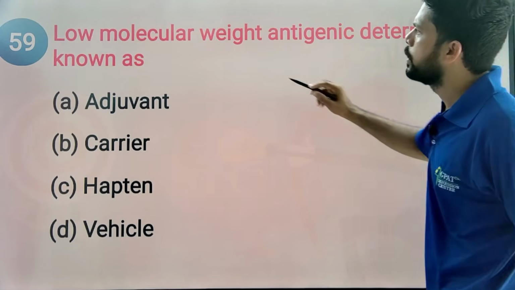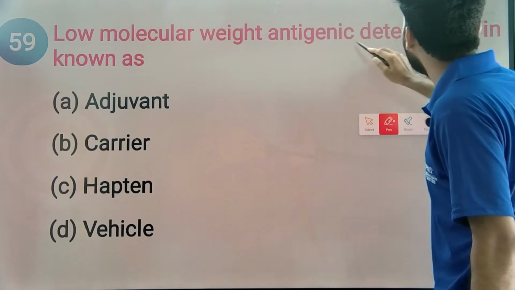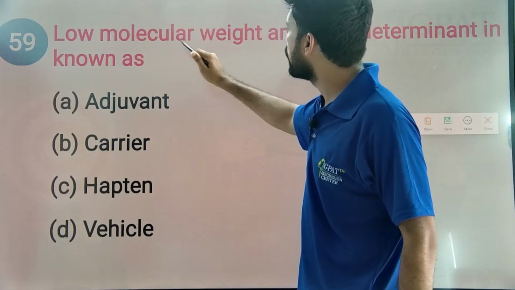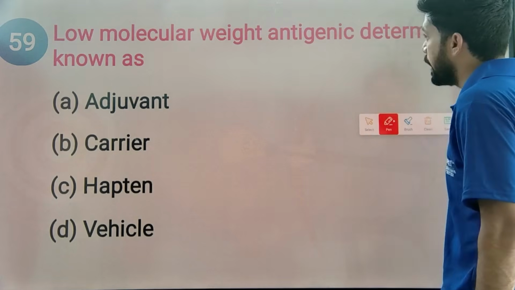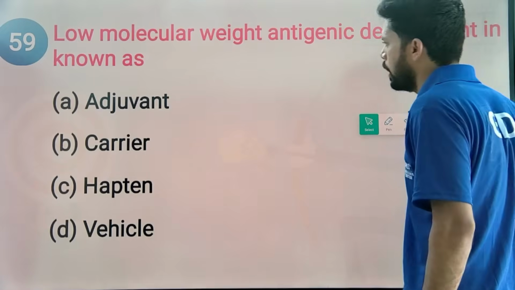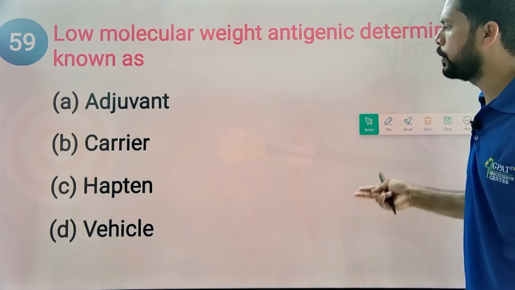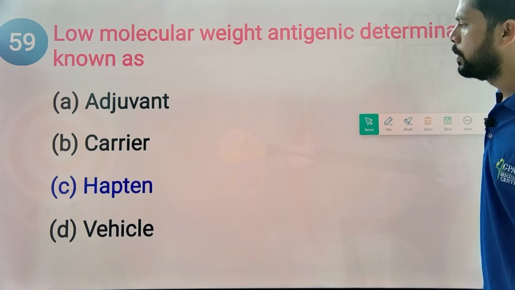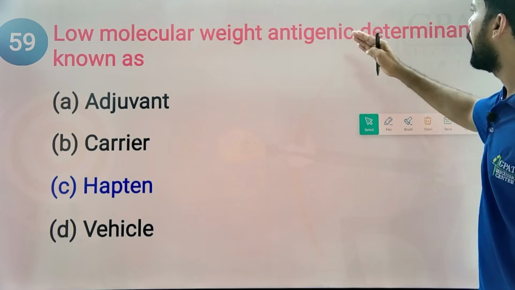Here, low molecular weight antigenic determinant is known as? Low molecular weight antigenic determinant is commonly known as a hapten, like adjuvant, carrier, hapten, or vehicle. So that is a low molecular weight antigenic determinant.